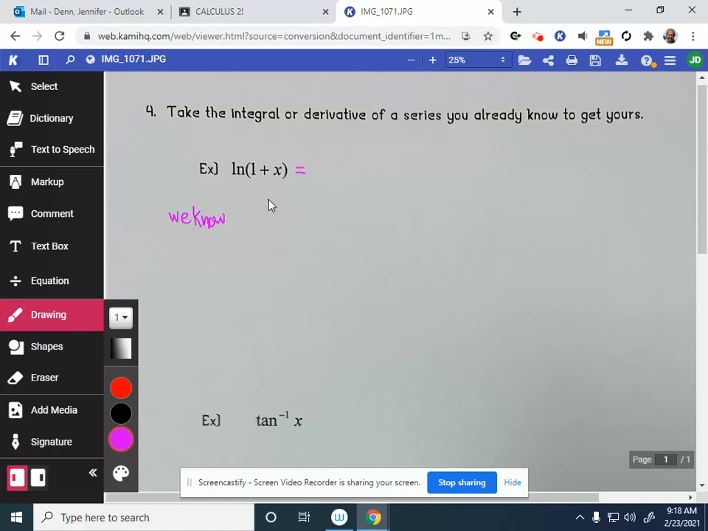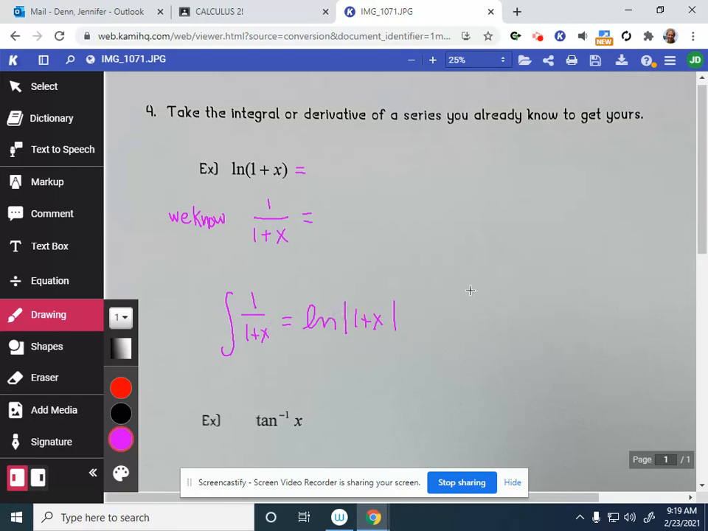I know the series for 1 over 1 plus x. This is geometric, and I can easily figure it out. A is 1, r is negative x. I also know that, I'm going to erase this in a second, but I'm going to write it down here. I also know that the integral of 1 over 1 plus x equals the natural log of 1 plus x. You may not remember that you know that, but you do know it.